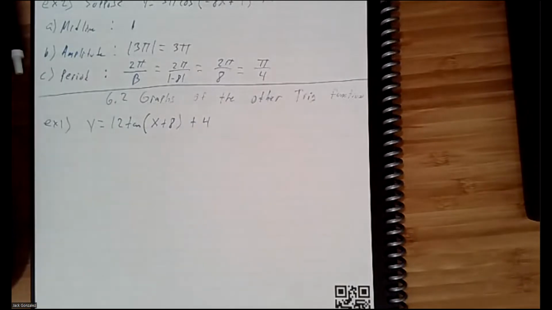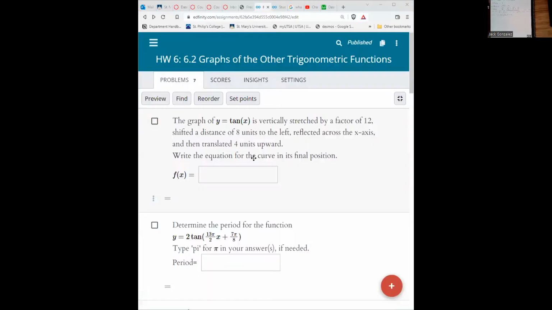So let's look at the question one more time. Stretch by a factor of 12. Shifted a distance to the left 8. So if it was right, you would put -8. Since it's left, you do +8. It's going to be opposite. Reflected across the x-axis. Oh, I forgot about that. Remember back in college algebra, right? If you have a minus in front of your function, it reflects across the x.